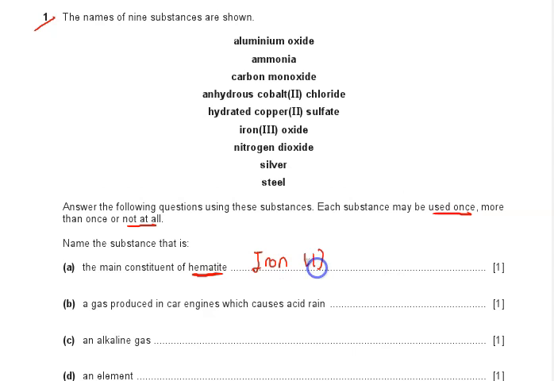Okay, iron(III) oxide. Look at number 2. A gas produced in a car engine which causes acid rain. So here should be your best answer. Here will be nitrogen dioxide. It will combine with water to form nitric acid over here.